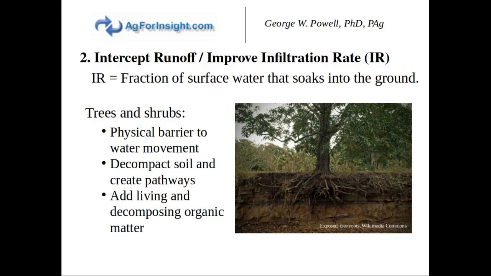And they also add a lot of living and decomposing organic matter. So trees have a lot of fine root hairs in addition to those big, large coarse roots, and they turn those over every year, adding a lot of organics into the soil. And as I'll go into more detail in my next presentation, organic matter has a very strong influence on infiltration rates and also water retention in the upper soil profile.